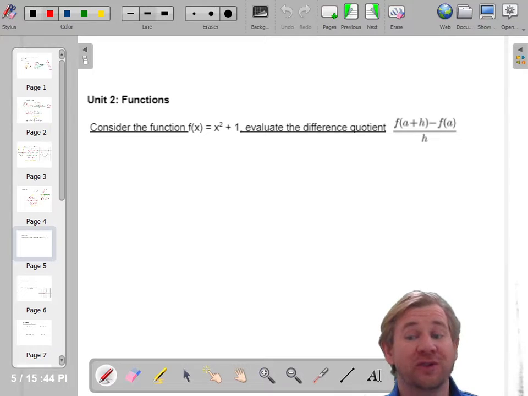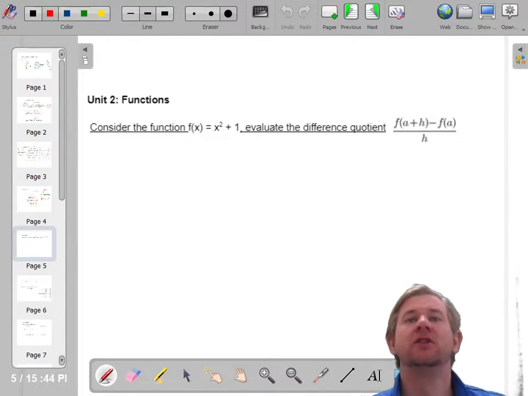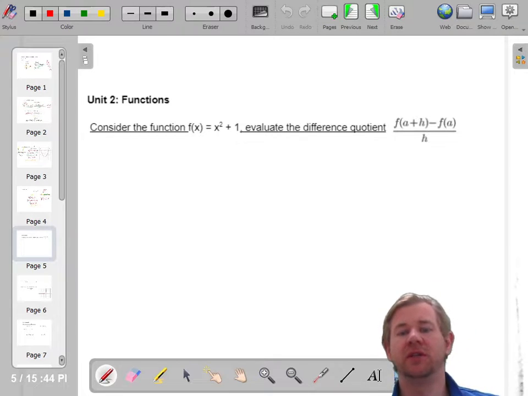So let's go start working on the second unit now, which we started off with difference quotient. So I will give you the difference quotient. You don't need to have this memorized, but you do need to be able to use it.